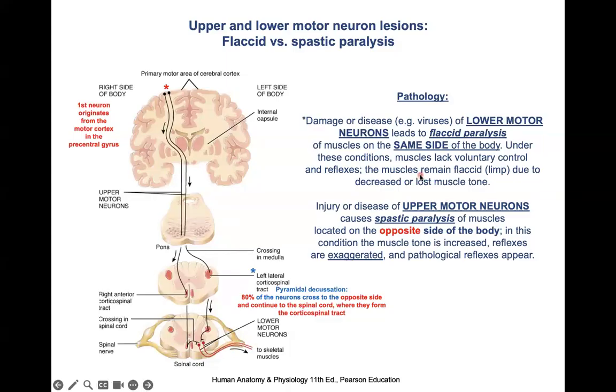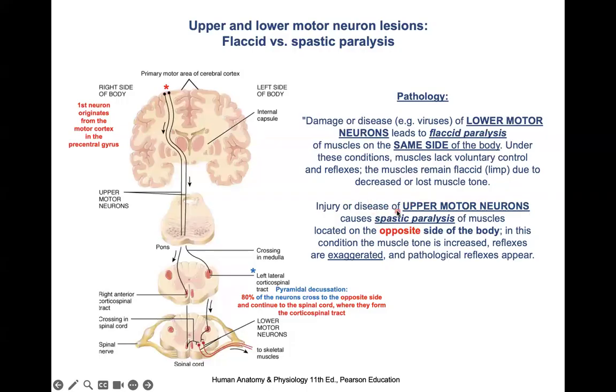Okay? So damage or disease of lower motor neurons leads to flaccid paralysis of muscles on the same side of the body. Under these conditions, muscles lack voluntary control and reflexes. The muscles remain flaccid due to decreased or lost muscle tone. Now, let's see the difference between damage in the lower motor neurons and damage in the upper motor neurons.